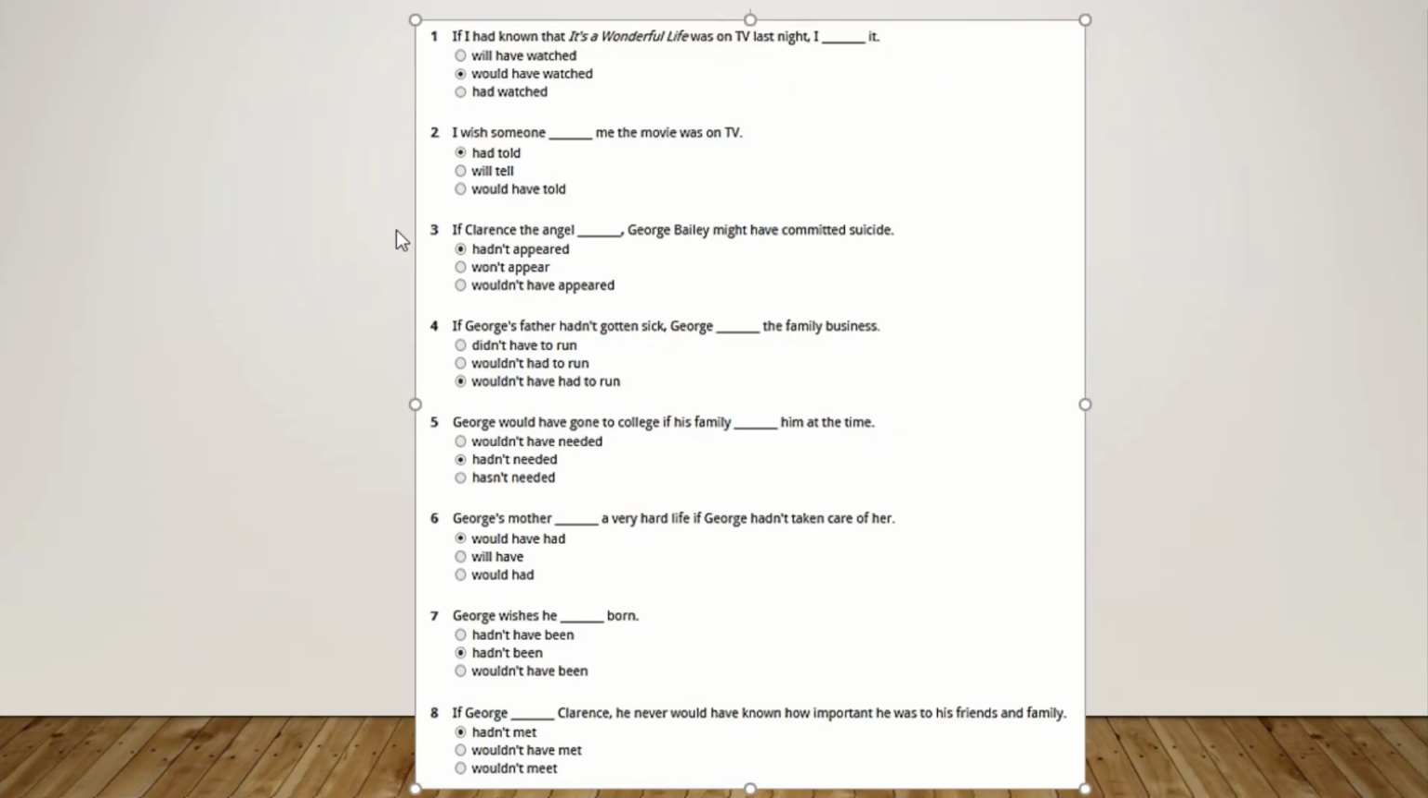I also want to remind you that this unit, past unreal conditionals, I like to call it the too late conditionals, right? The too late. Why? Because we cannot do anything to change it. It happened or it didn't happen, and we cannot change that. And if you think in the structure, this is the longest structure of all the conditionals, right?